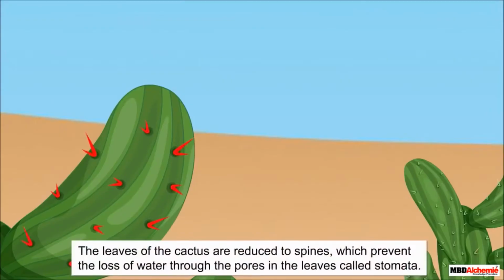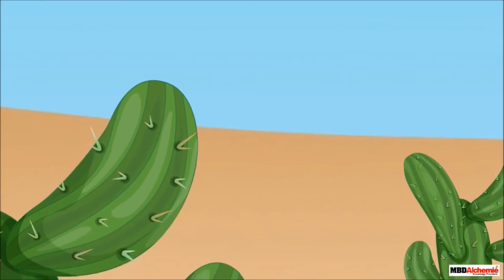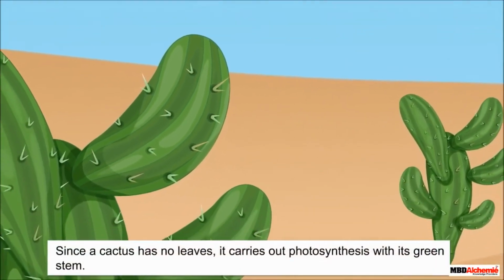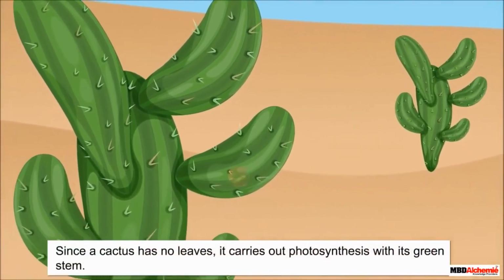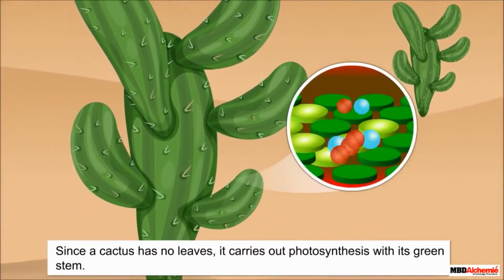Actually, the leaves in cactus are reduced to spines. This is an adaptation of this plant to prevent the loss of water that occurs through the pores in the leaves called stomata. Since a cactus has no leaves, it carries out photosynthesis with its green stem. So, the food for the cactus plant is made in its green stem.